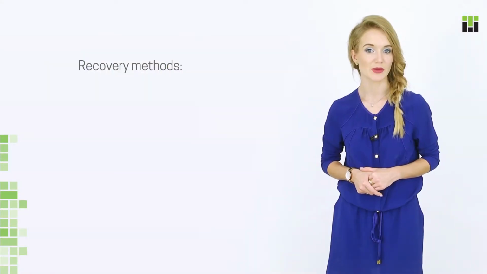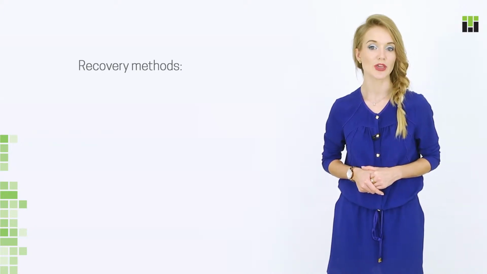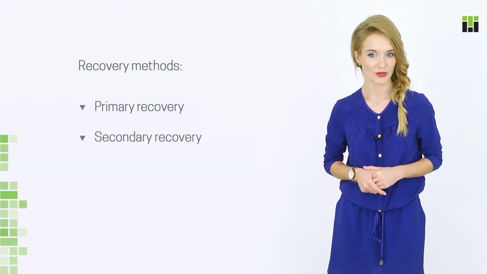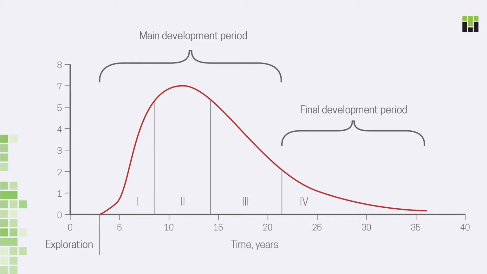Depending on the means by which production is achieved and the source of reservoir energy, we speak of three recovery methods: primary recovery, secondary recovery, tertiary recovery. In a standard case, when we deal with a conventional oil field, we move from primary recovery at development stage 1 to secondary recovery at stages 2 and 3, and on to tertiary recovery at stages 3 and 4.